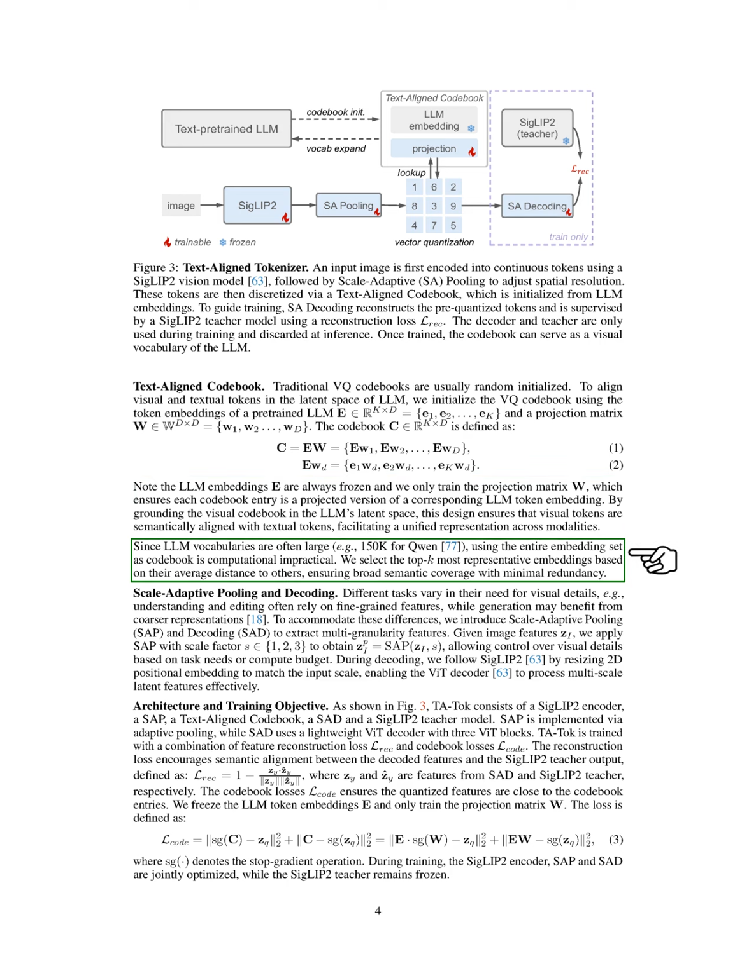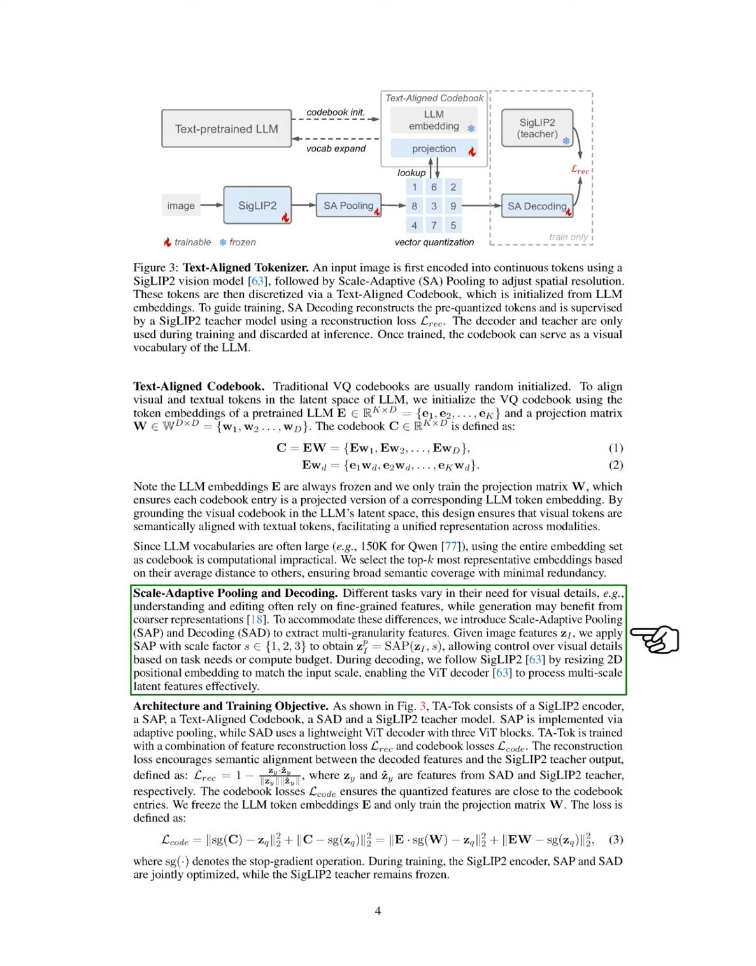Since language model vocabularies can be very large, we select the most representative embeddings to ensure broad semantic coverage while minimizing redundancy. We also recognize that different tasks require varying levels of visual detail. For instance, understanding and editing tasks may need finer details, while generation tasks might work better with coarser representations.